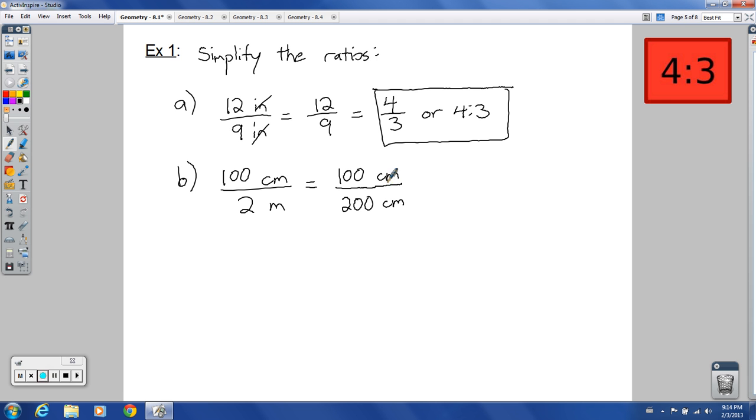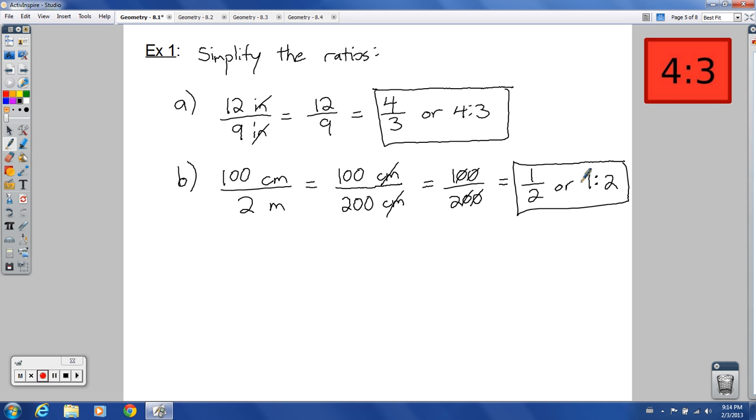So a couple different ways to do that. Now that you have the same units, though, they can go away. You've got 100 divided by 200. If you have the same number of zeros, you can cross them out one at a time, and what you're left with is your answer here. 1/2 or 1:2. You can write it either way.